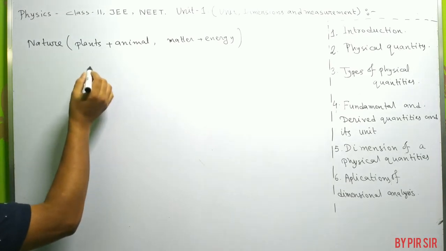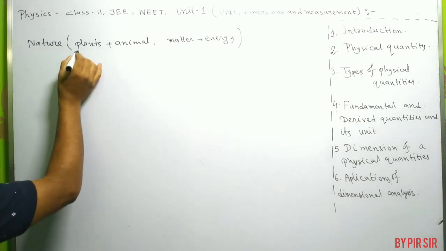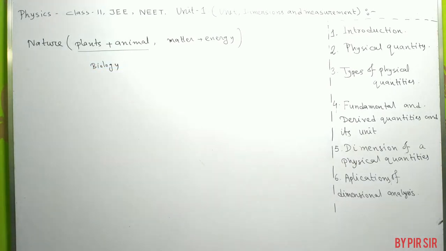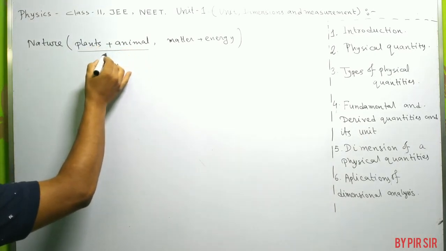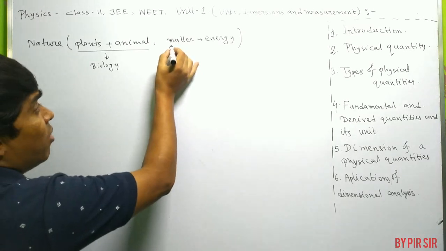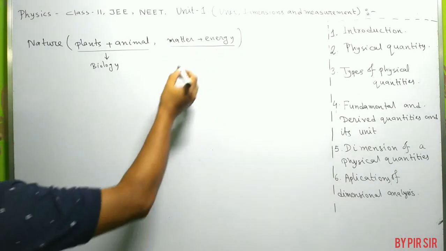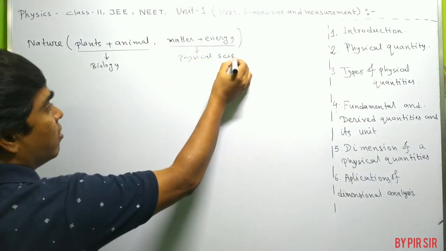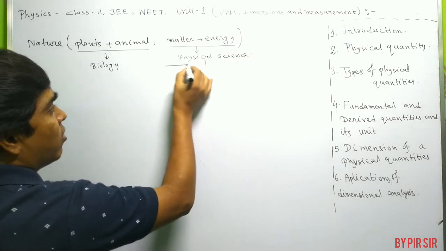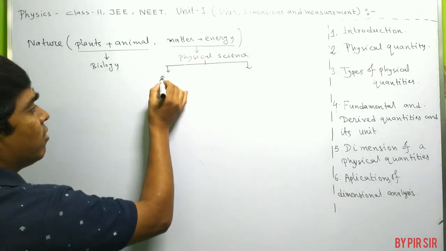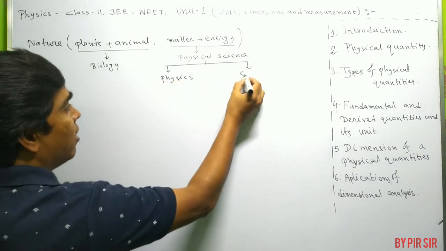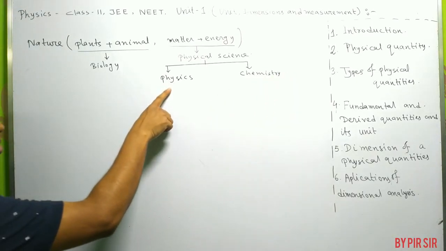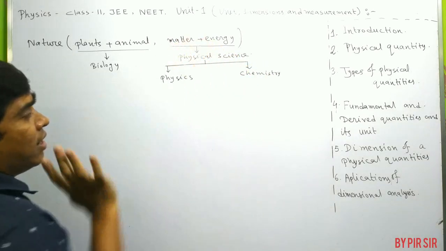If you want to know about plants and animals, you have to go to biology. The study of plants and animals is called biology, but the study of matter and energy is called physical science. This subject is a combination of 2 subjects, physics and chemistry. Both subjects deal with matter and energy.